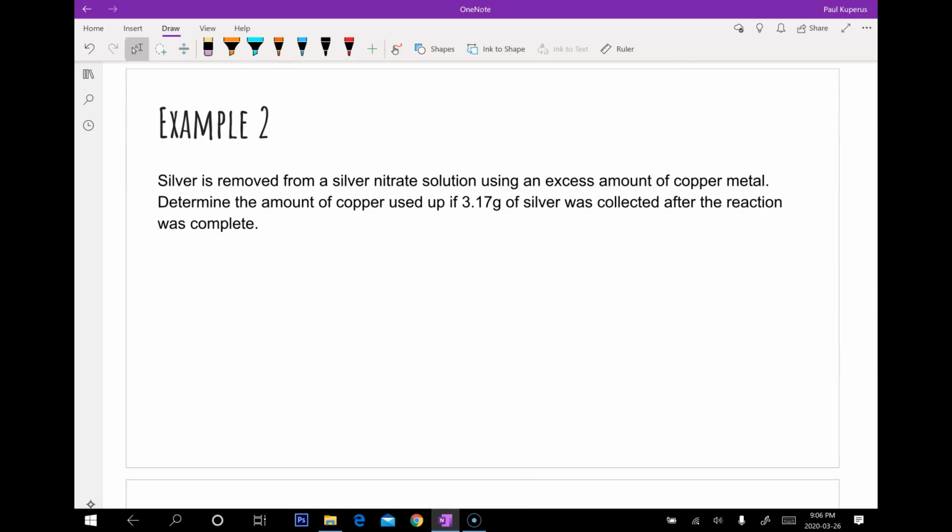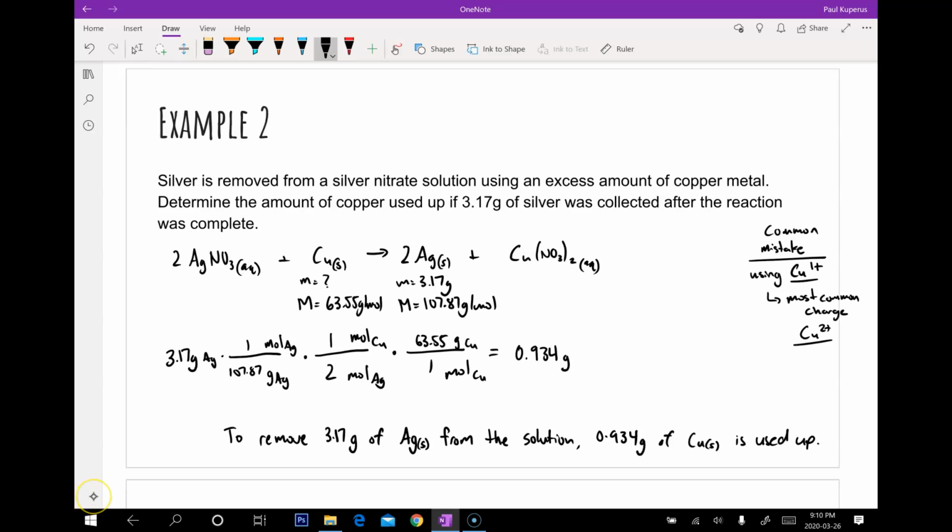Example 2 is similar in terms of the compounds we're using. We're removing silver from the silver nitrate solution using excess copper metal. Determine the amount of copper used if 3.17 grams of silver was collected after the reaction was complete. Again, take a minute, work your way through the problem. The solution will be up in just a second. All right, so solution number 2 is as seen here.